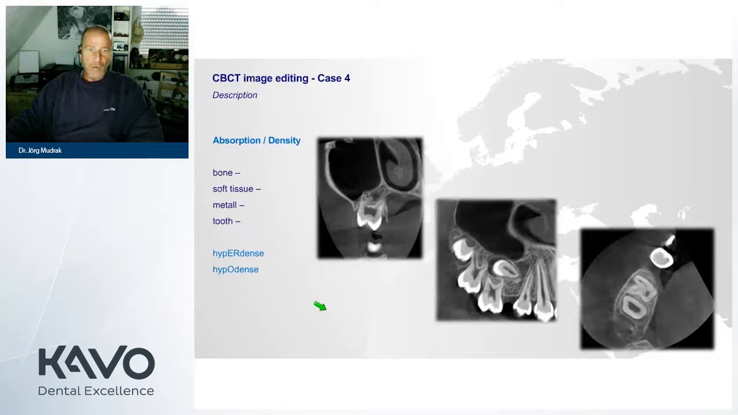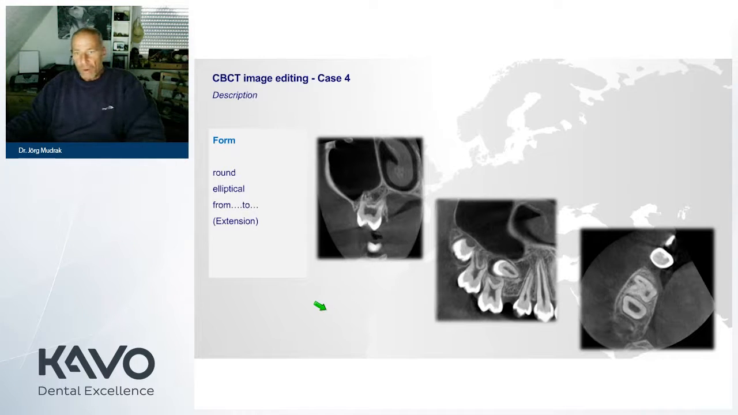So then we go to our little description. That means, first of all, we describe the absorption and density. So just focusing on the teeth, we could say, okay, it's like bone, tooth, and soft tissue-like. It's hypodense and hyperdense structures. The form you can name as you like, H-formed or not really describable, like a trapeze or whatever, in this round-shaped. I'm talking about this area here, or this area, or especially this area.